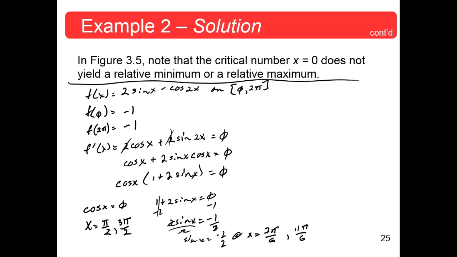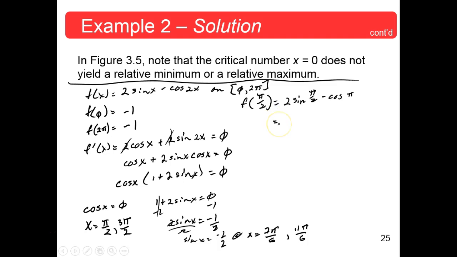So now we have 4 critical values. We need to evaluate the original function at each of those. So let's do f at, which one do you want to do first? I really don't care much. Pi halves, why not? This will be 2 times the sine of pi halves minus the cosine of 2 times pi halves, which is pi.